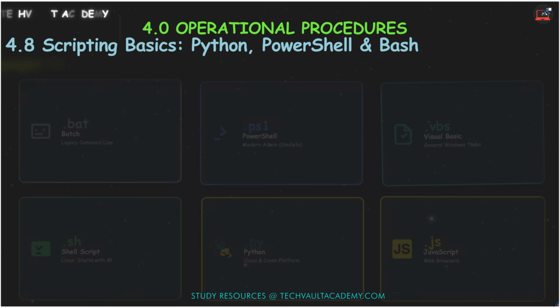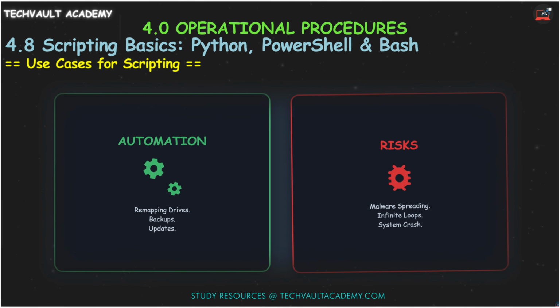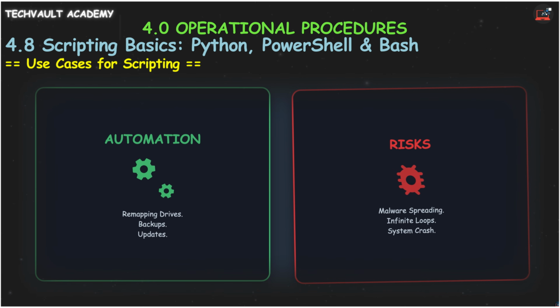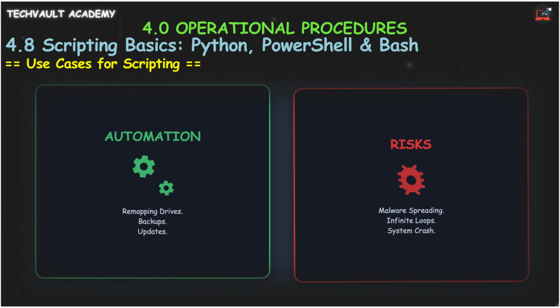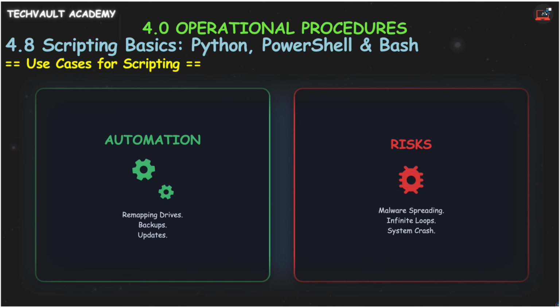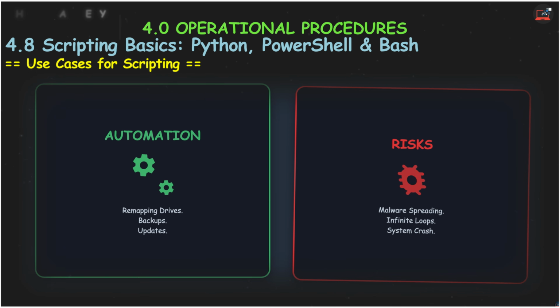So why do we script? The biggest use case is automation. We use scripts to restart machines remotely, update software, or remap network drives when a user logs in. Scripts are also critical for automated backups, ensuring data is saved every night without a human needing to click a button.